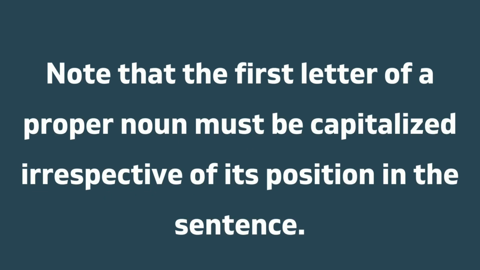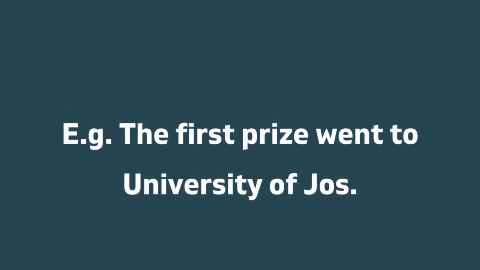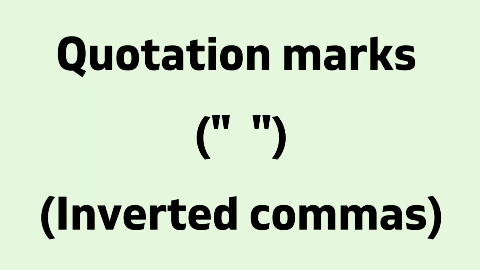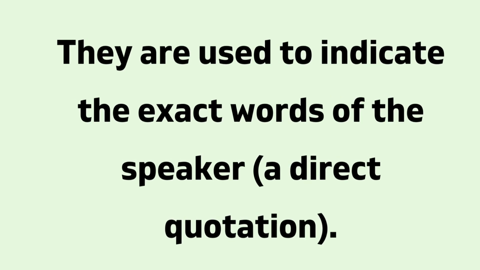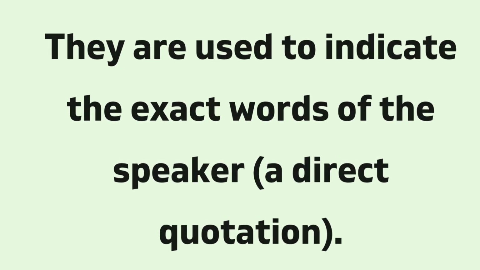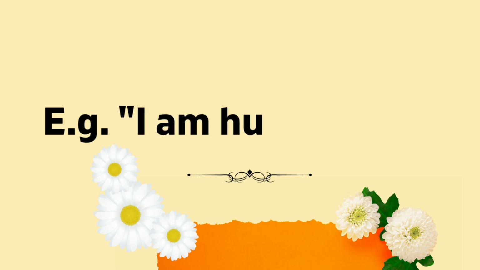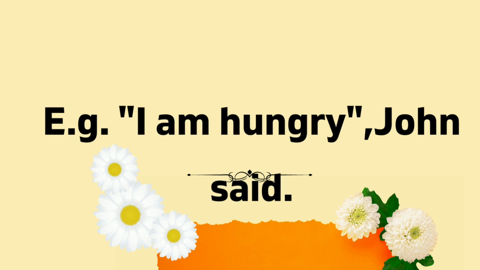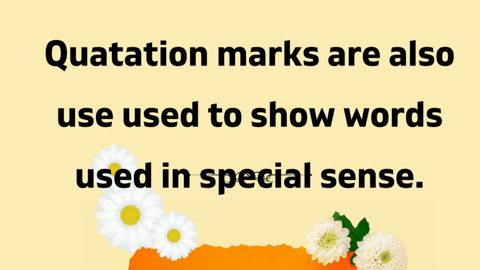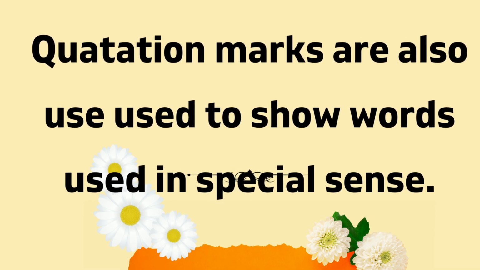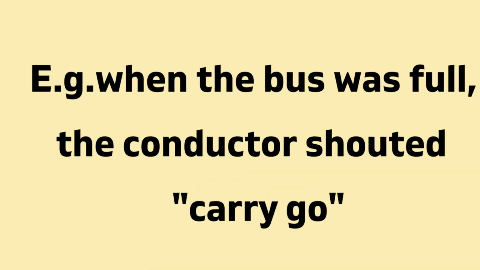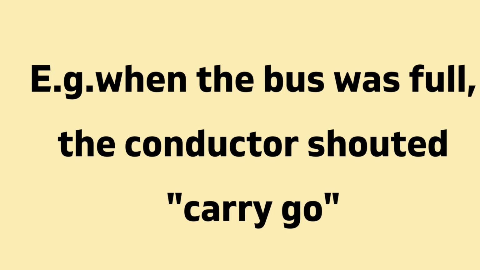Also note that in a sentence, the proper nouns are expected to be in capital letters. Then we have quotation marks, also known as inverted commas. They are used to indicate the exact words of a speaker in a direct speech. I can say, example, "I am hungry," John said. Quotation marks are also used to show words that are used in a special sense. You can see the example there.